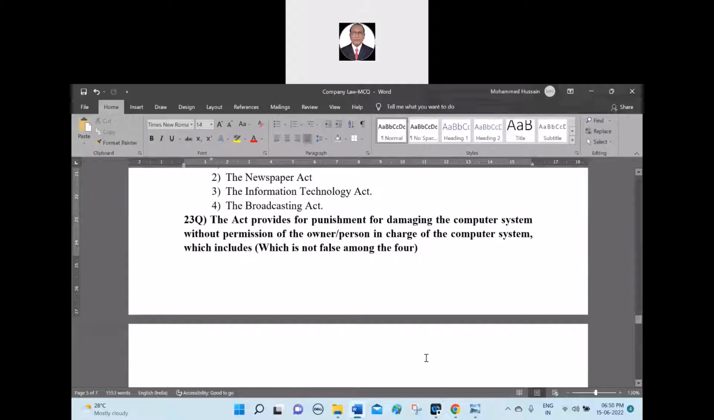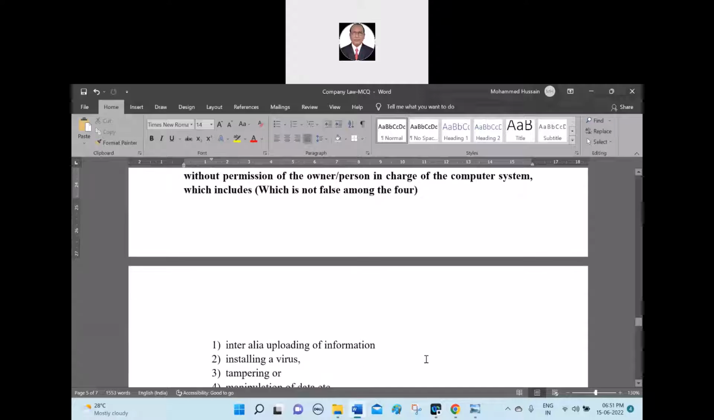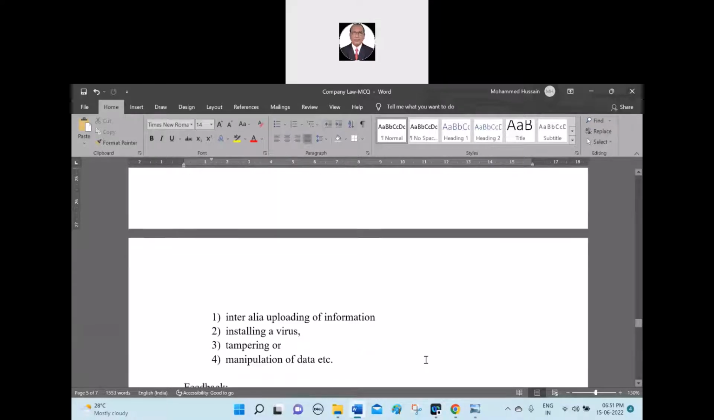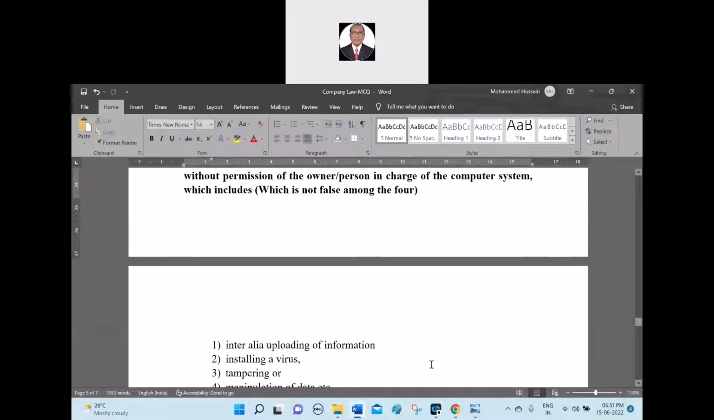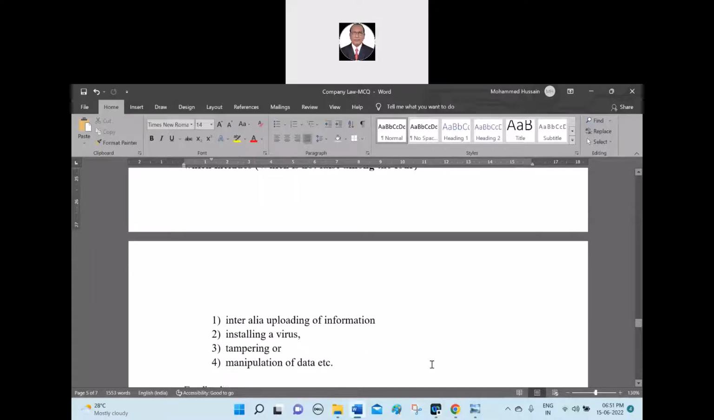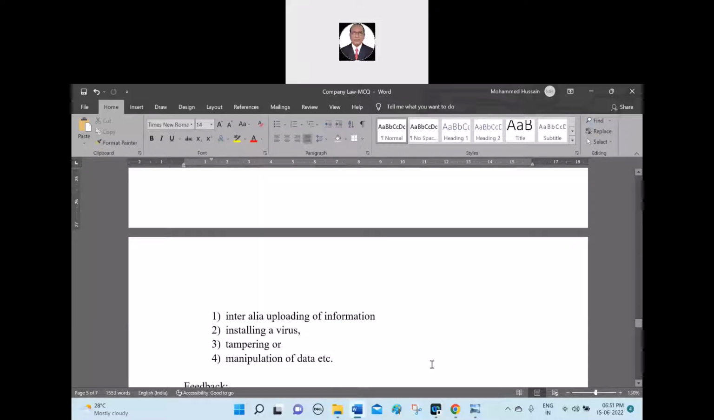Now 23rd. The act provides the punishment for damaging the computer system without permission of the owner or person in charge of the computer system, which includes, within parenthesis, which is not false among the four. Now you check it. Which is not false among the four? Means other three are right or other three are false.